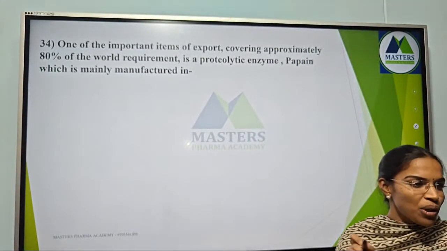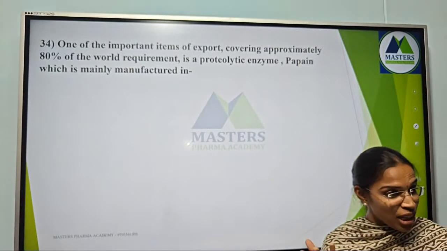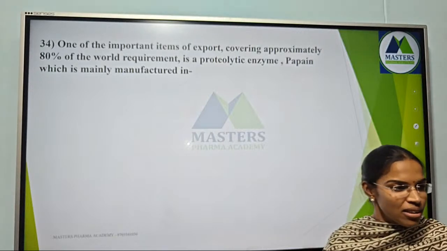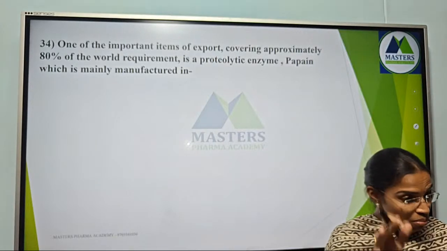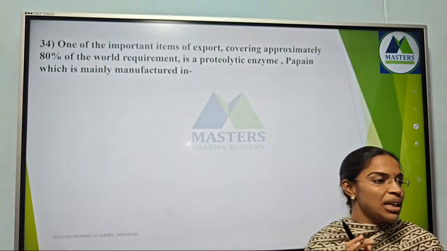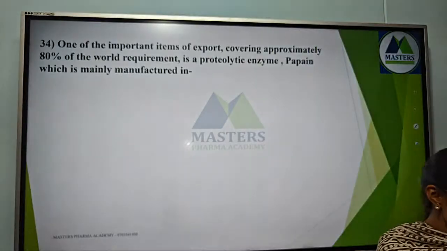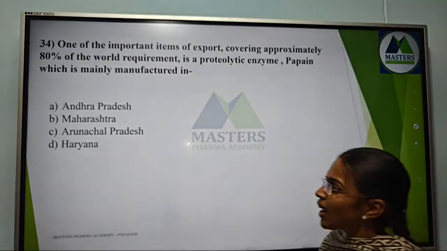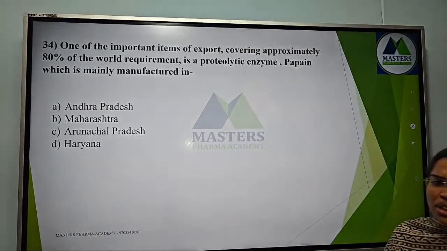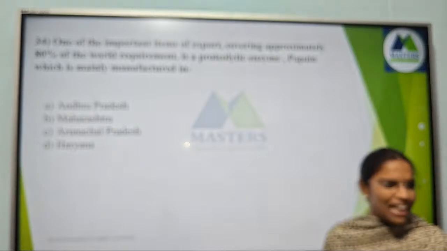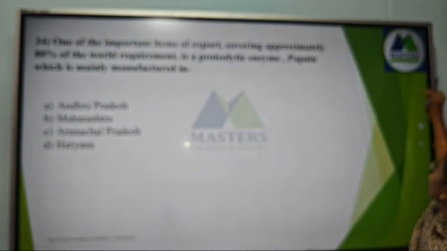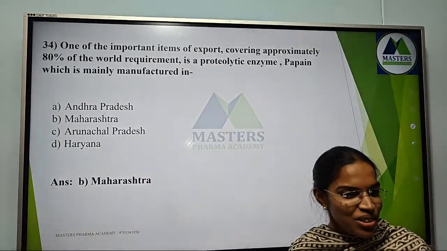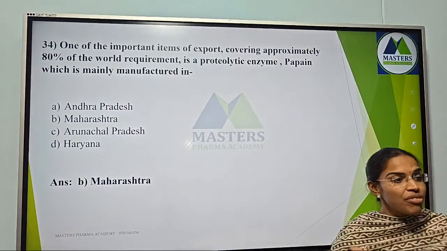Papain is the proteolytic enzyme. Papain is mainly manufactured in: Andhra Pradesh, Maharashtra, Arunachal Pradesh, or Haryana. Okay, this middle question is trash, but some trash will be included, and you need to identify which one is right. What is the right answer? The right answer is Maharashtra.